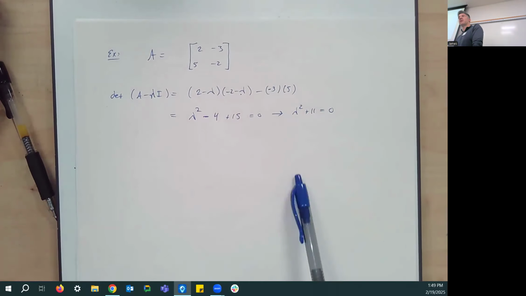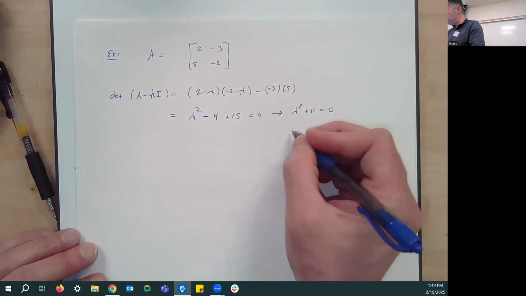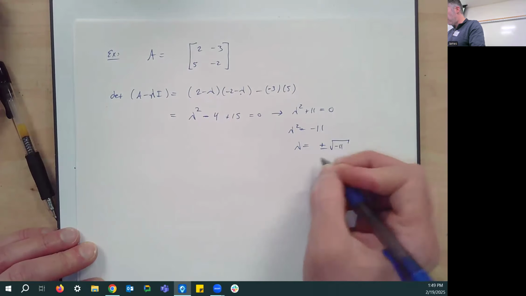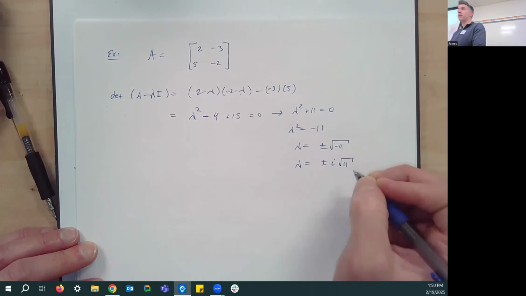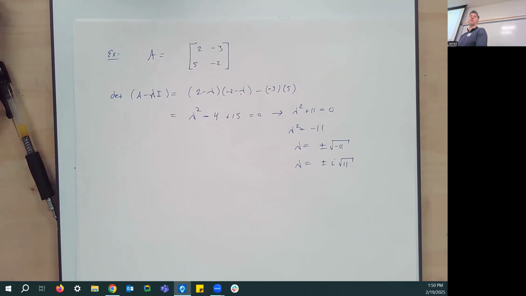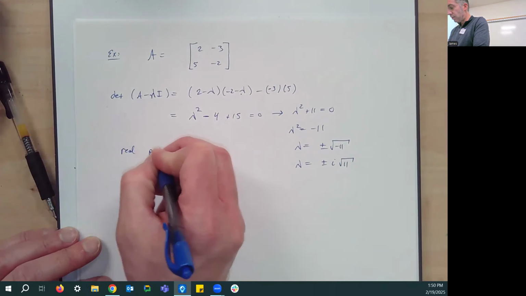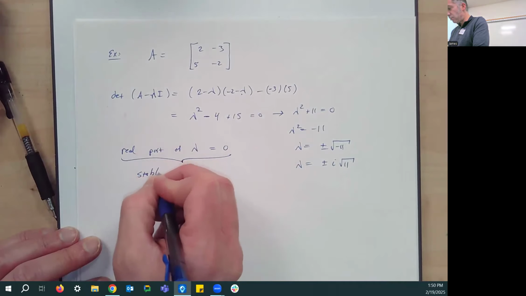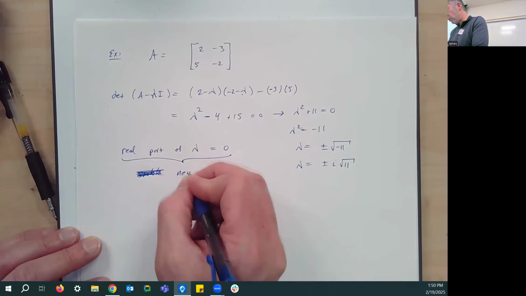The nice thing about this is that we don't have to use the quadratic formula here. We can just bring the 11 over to the other side and say, great, lambda is equal to plus or minus the square root of -11, aka lambda is equal to plus or minus i times the square root of 11. What's the real part here? It's 0. The real part is 0. So since the real part of our eigenvalue is equal to 0, that means we have a neutral spiral.